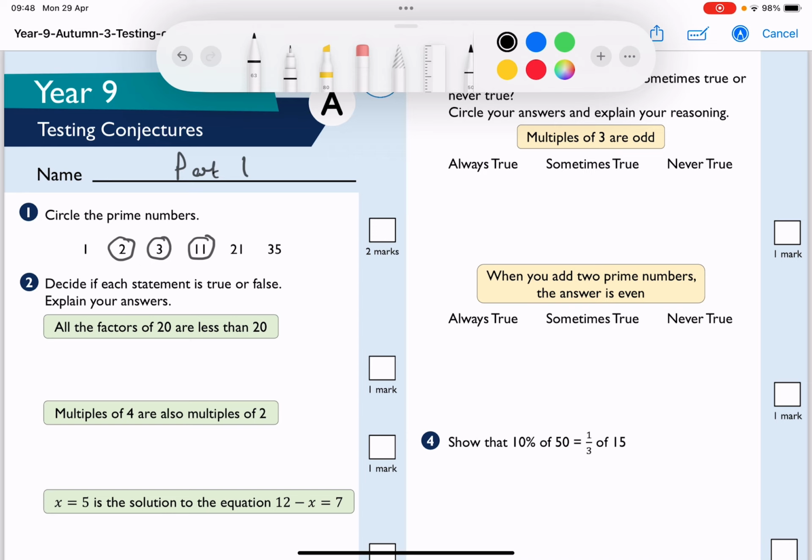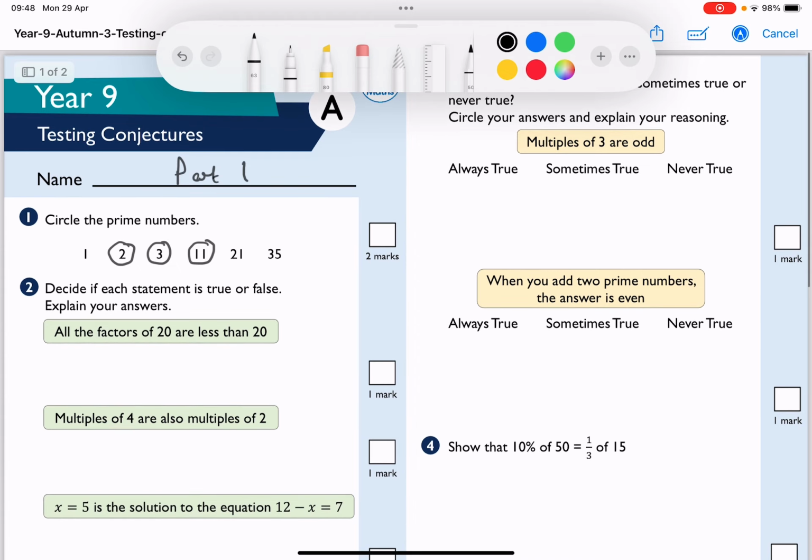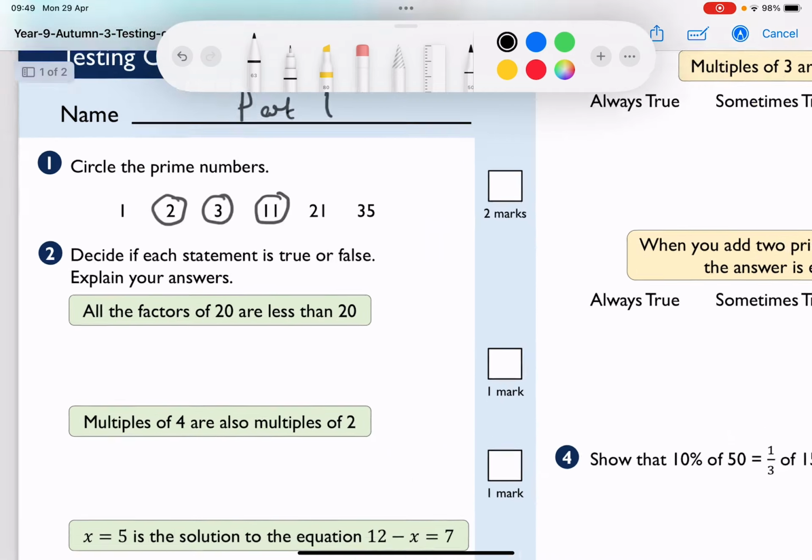When I look at 21, I realise that 3 and 7 are both factors, so it has more than 2 factors. And 35 has 5 and 7 that are factors, so it has more than 2 factors as well, so they are not prime. Number 2, decide if each statement is true or false.